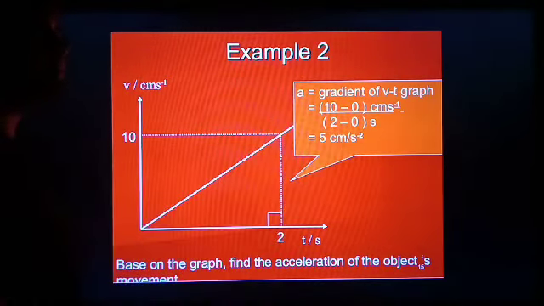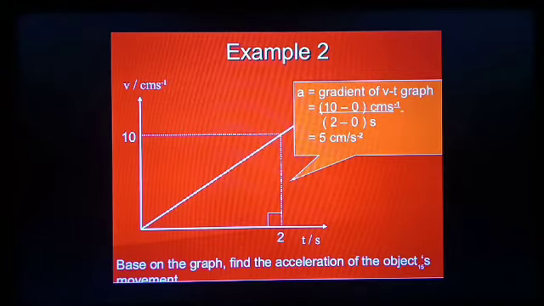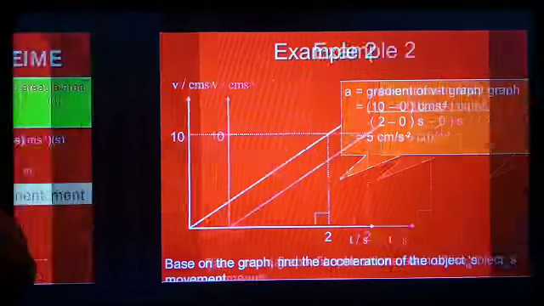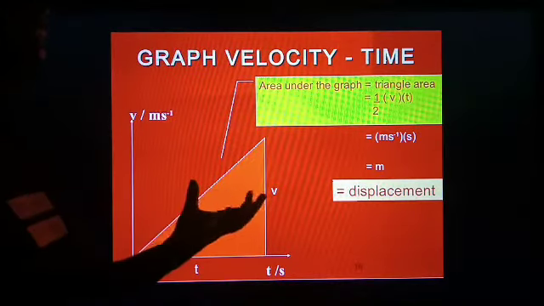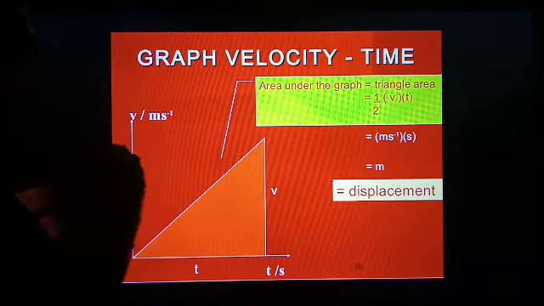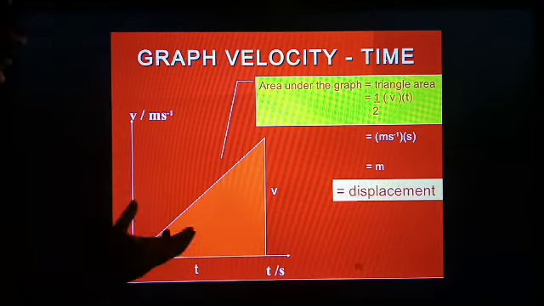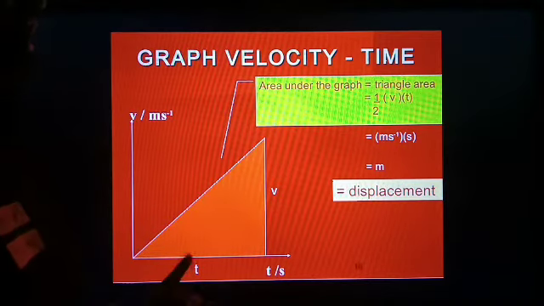10 by 2, that is equal to 5 centimeter per second square. Now see, second thing: we have to calculate the displacement in the VT graph. How to calculate the displacement of a body in a VT graph?